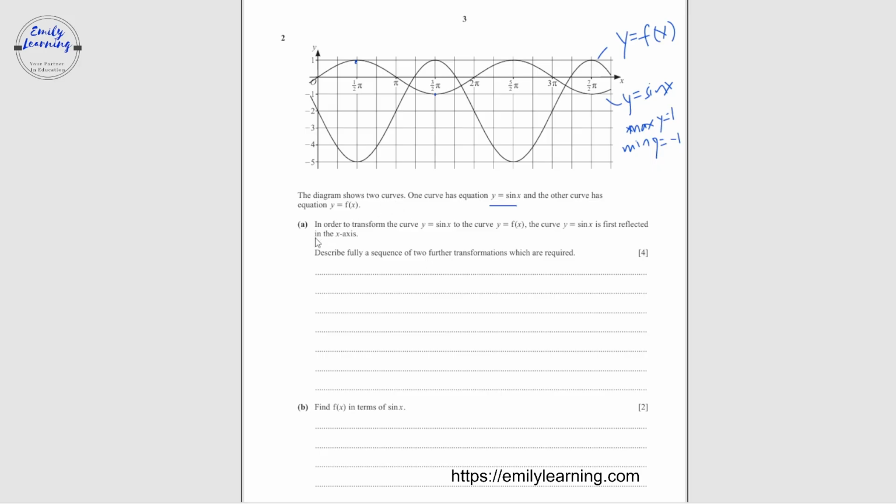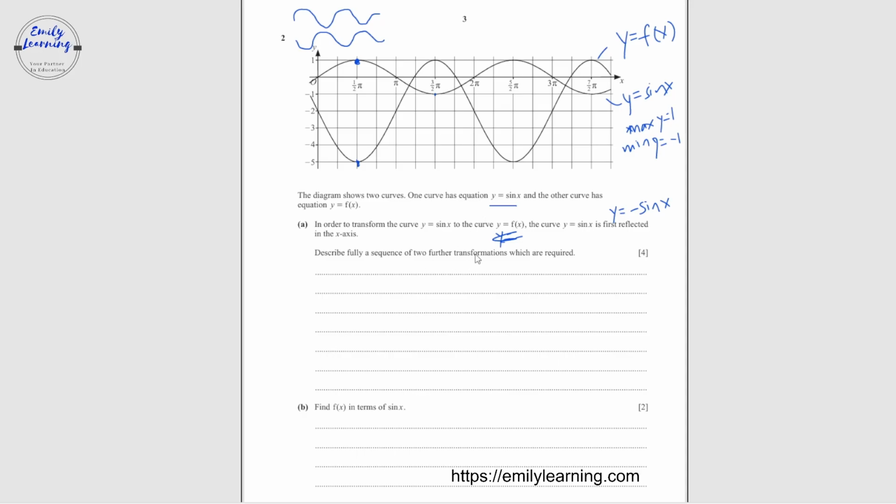So now what we are asked for, in order to transform the curve y equals sine x to the curve y equals f(x), is that the curve y equals sine x is first reflected in the x-axis. So what happens when you reflect about the x-axis? Something that looks like this will now become this, right? And this is what we notice: here was the maximum, now this is the minimum, because it has been reflected about the x-axis. So once it is reflected in the x-axis, y equals sine x becomes y equals minus sine x, right?